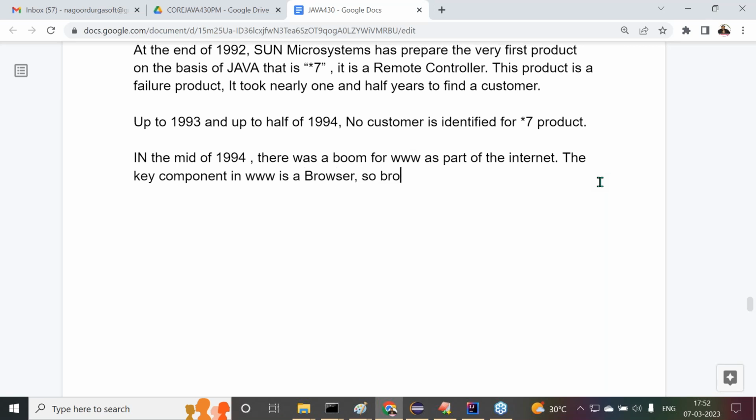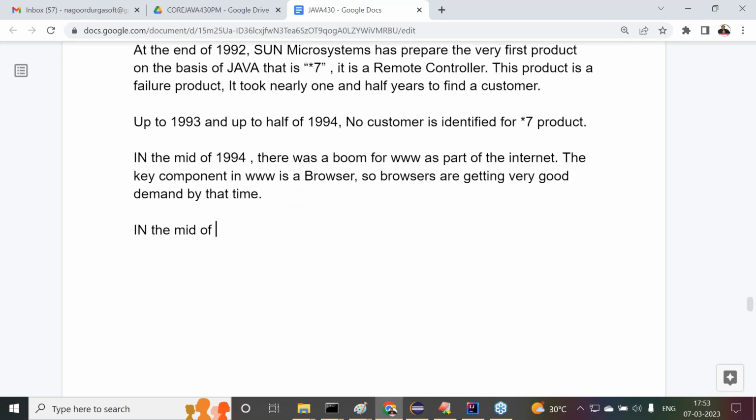So browsers were getting very good demand by the time. Got it or not? Very good demand was available for browsers by the time. Now observe carefully. In the mid of 1994, only one browser was getting very good demand. Only one browser was a very good browser by the time. Then what is that browser actually?